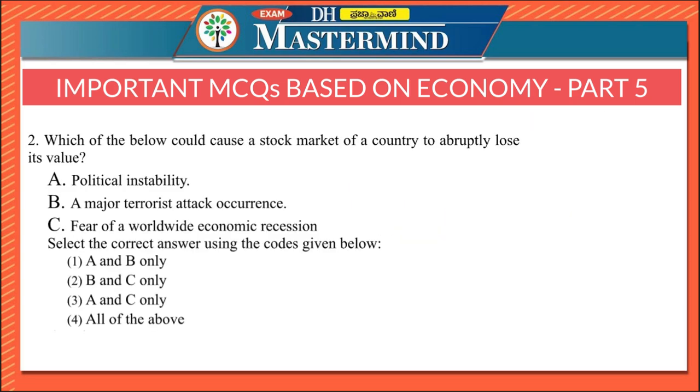Second question says, which of the below could cause a stock market of a country to abruptly lose its value? Political instability, a major terrorist attack occurrence, fear of a worldwide economic recession. So here the right option is option 4, all of the above. So the stock market of a country will abruptly lose its value because of the following issues.